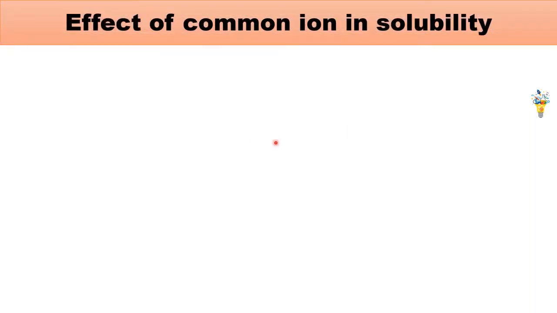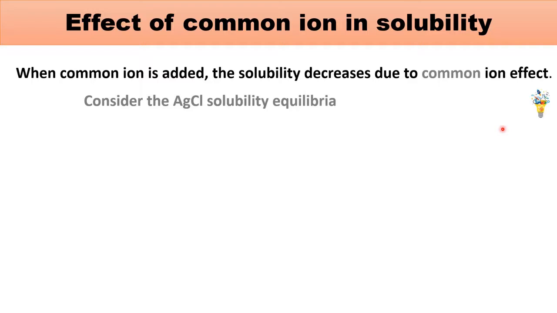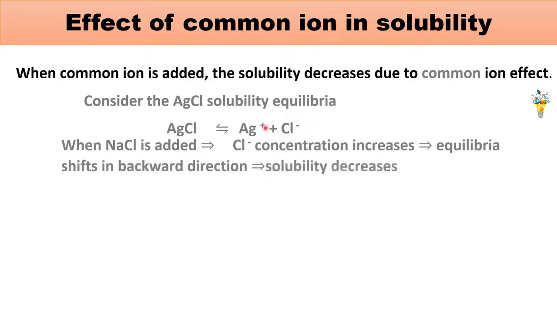So the next topic is the effect of common ion on solubility. What is the effect of a common ion on the solubility of a sparingly soluble salt? When the common ion is added, the solubility of the salt decreases. This is because of the common ion effect. When the silver chloride solubility equilibrium is considered, it dissociates to give Ag+ and Cl- ions. So when NaCl is added, which supplies the common ion Cl-, the Cl- ion concentration in the equilibrium will increase.